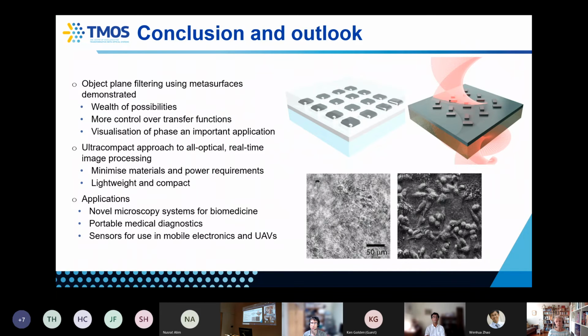Okay, so in conclusion, we've demonstrated object plane Fourier filtering of optical wave fields and applied it to imaging transparent samples and wave field phase variations. There's actually considerable potential for extending this approach using different structures that can be used to tailor more complicated transfer functions. And what this does is it presents an ultra-compact, all-optical, real-time solution for image processing with subsequent reductions in the power required to do this. And we also envisage applications in areas where space and weight are significant considerations.